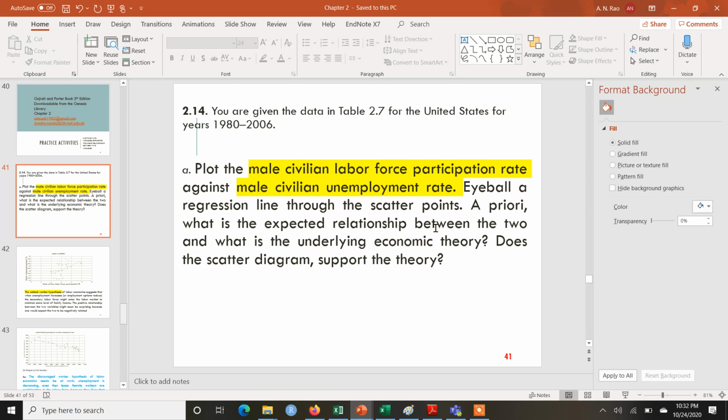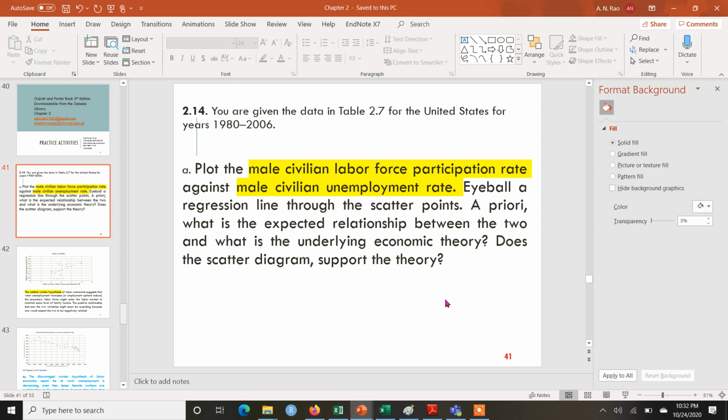That is, we'll be adding a trend line on the scatter plot. Then the third part of the question is, a priori, what is the expected relationship between the two variables and what is the underlying economic theory? Does the scatter diagram support the theory?